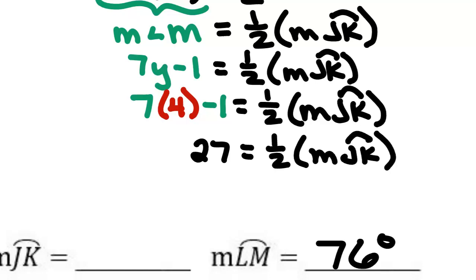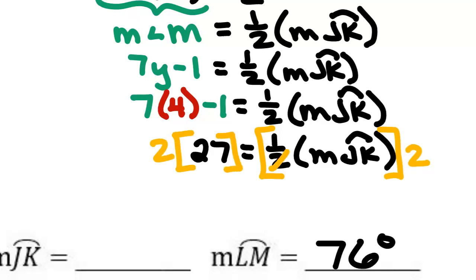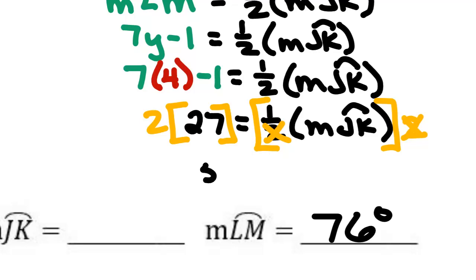And then I need to get rid of that 1/2 on the other side. Multiply by what? Multiply by 2 because my denominator is a 2. So my denominator cancels out with that 2 that we multiplied by. 2 times 27? 54 degrees is equal to arc JK.